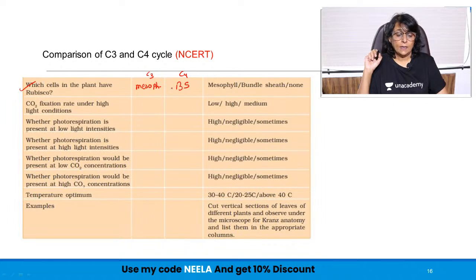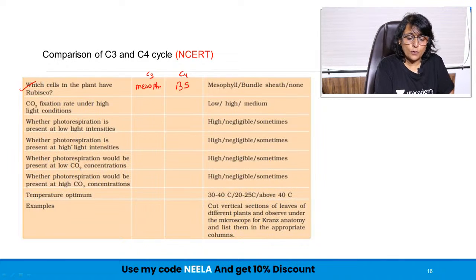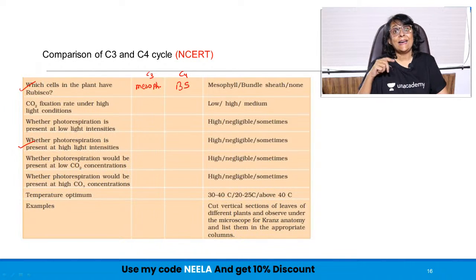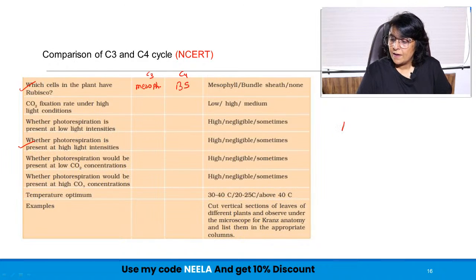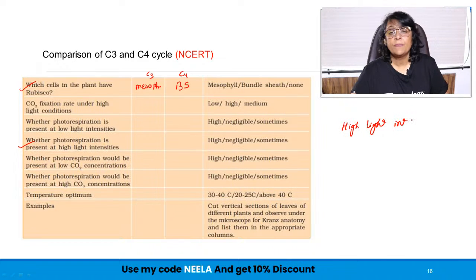Now, whether photorespiration is present at high light intensities or not. Photorespiration is seen in C3 plants, and that is when light intensity is high. What happens when light intensity is high? If light intensity is high, which is a stressful condition for the plant, stomata close.